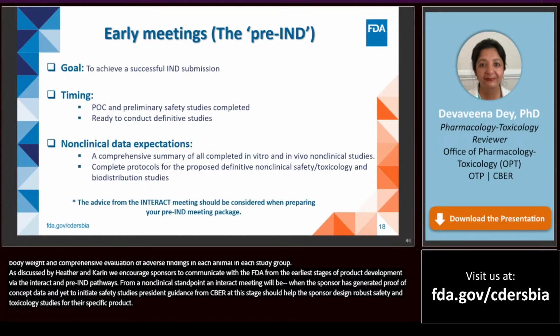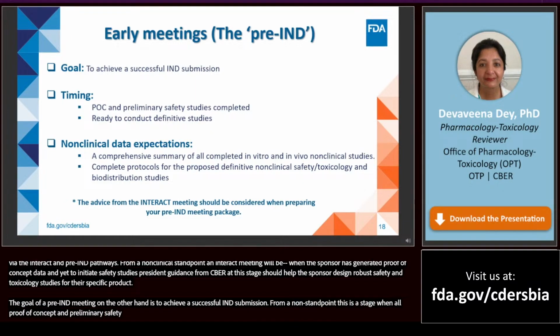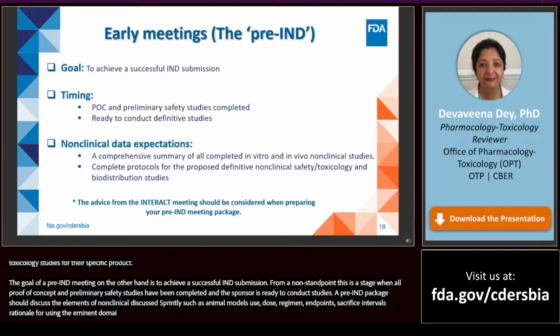The goal of a pre-IND meeting, on the other hand, is to achieve a successful IND submission. From a non-clinical standpoint, this is a stage when all proof of concept and preliminary safety studies have been completed, and the sponsor is ready to conduct definitive safety studies. A pre-IND package should discuss all the elements of a non-clinical study design that was discussed previously, such as animal models used, dose, regimen, endpoints, sacrifice intervals, the rationale for using each of those elements, and the resulting data interpretation.